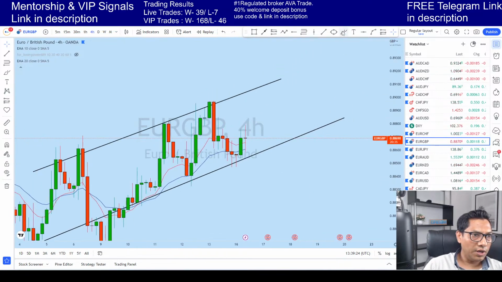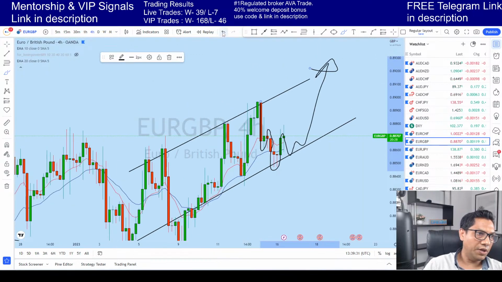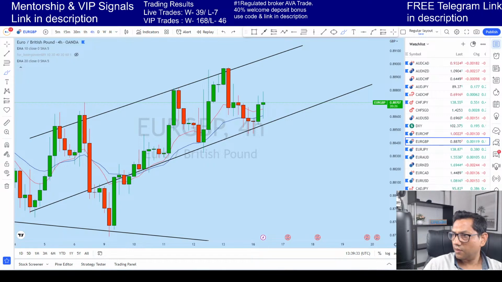And also it is probably creating an inverted head and shoulder here and then going for a big jump to the upside. Alright guys, so let me look at GBP CAD. What's your thought? Yeah, we'll look at it guys.